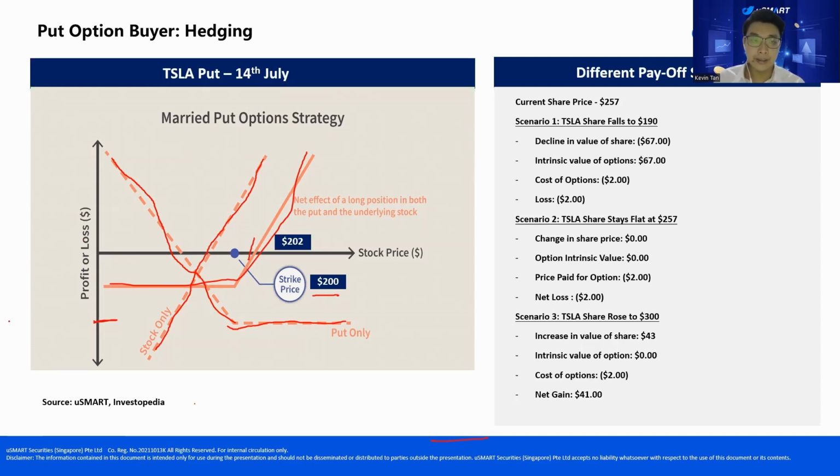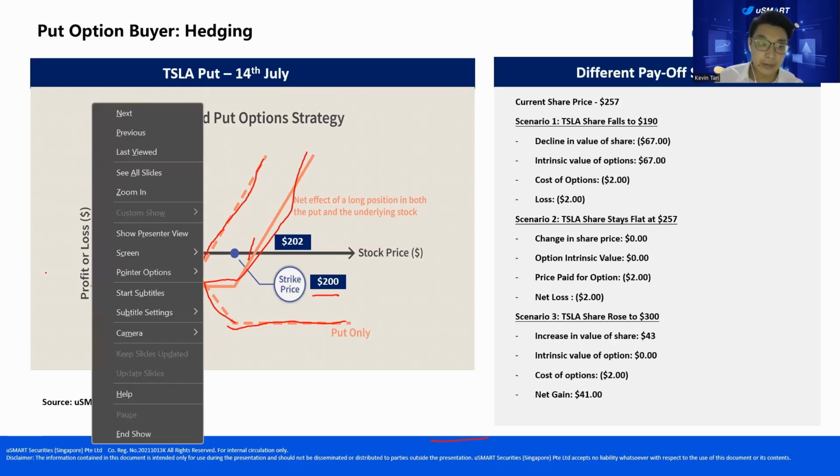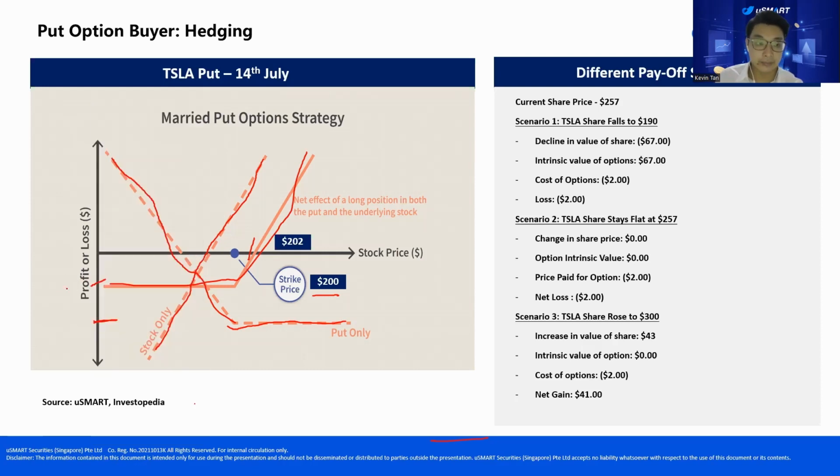Now, what happens if it falls below $200? Because you now have the right to sell Tesla shares at $200, assume that it dropped to $180, you will still be able to sell Tesla at $200. So your loss is limited to just the option premium that you pay for that protection, and that is just minus $2.